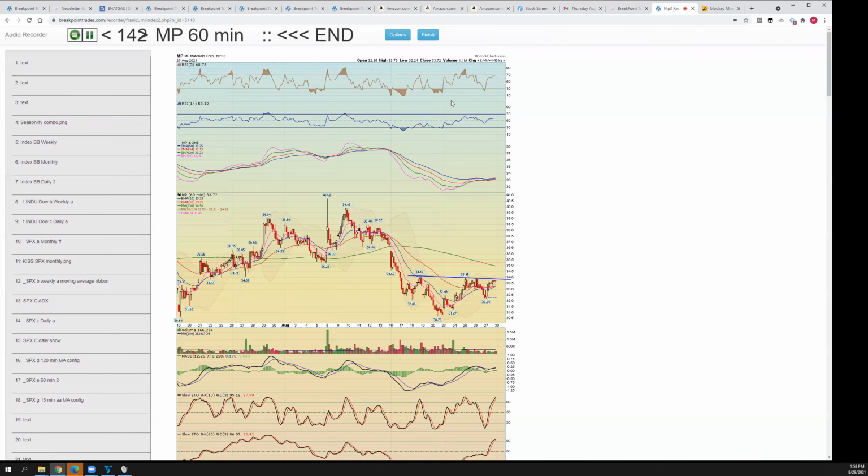Next. Chart 142, the final chart. My God, this has been a long newsletter. 60-minute chart, MP, got a sort of an inverse head and shoulders pattern. Your neckline resistance right here. Initial target resistance here. Your stop would be right here.